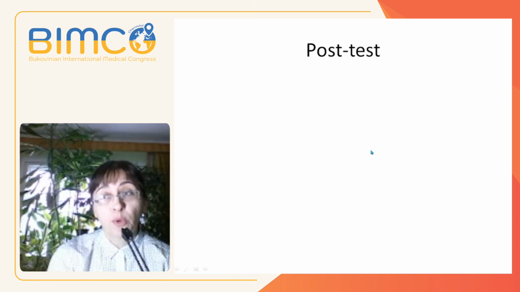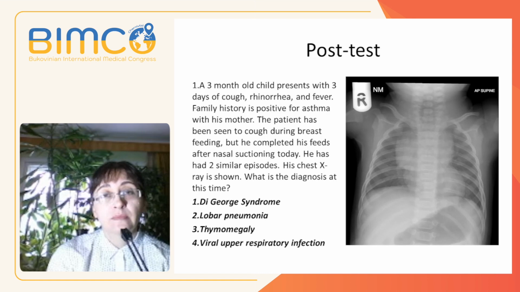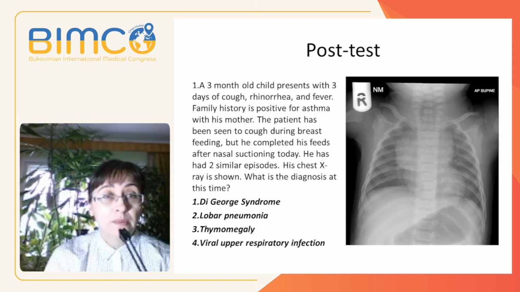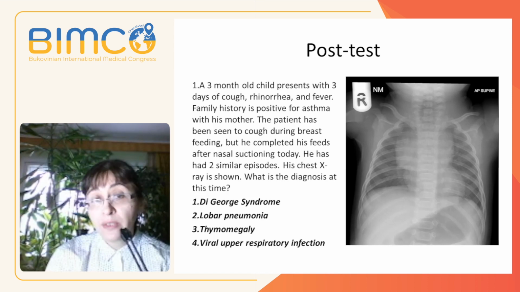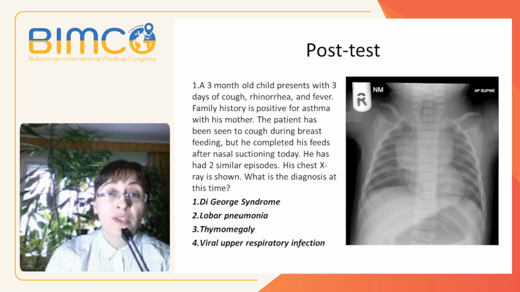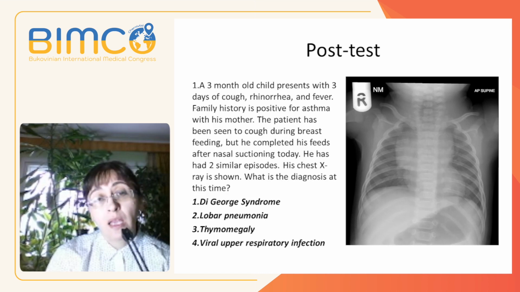Now we are coming to post-test stage. So, test number 1. This is a chest X-ray of a 3 months old child who presents with 3 days of cough, rhinorrhea and fever. Family history is positive for asthma with his mother. The patient has been seen to cough during breastfeeding, but he completed his feeds after nasal suction today. He has had 2 similar episodes.